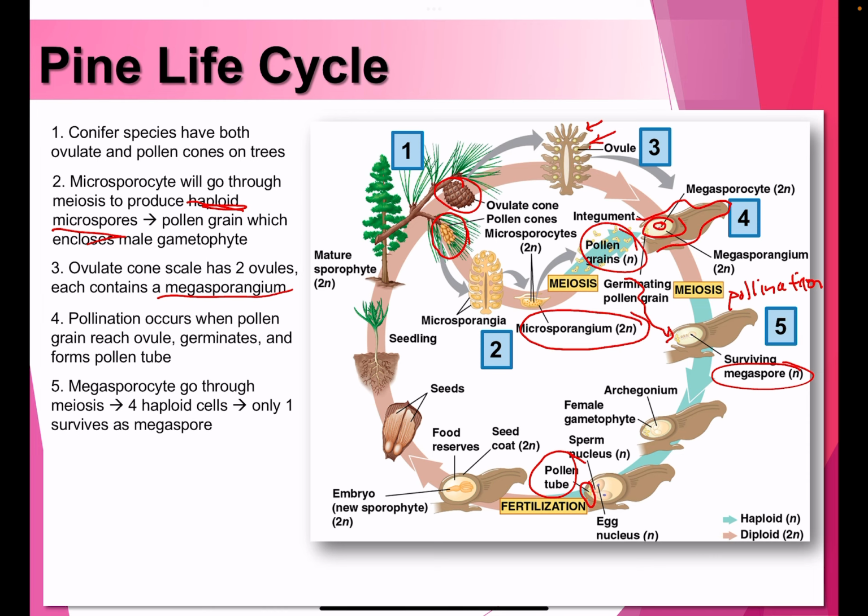And once the megasporocyte goes through meiosis, it actually makes 4 haploid cells, which is why you see 4 cells inside this megaspore, but only one survives as a megaspore. So you might be like, oh, why do you make 4 haploid cells and only one survives? I guess that's all part of the process of having more offspring than the environment can handle, and then picking the one that will survive best, which means it will survive best in the external environment as well.